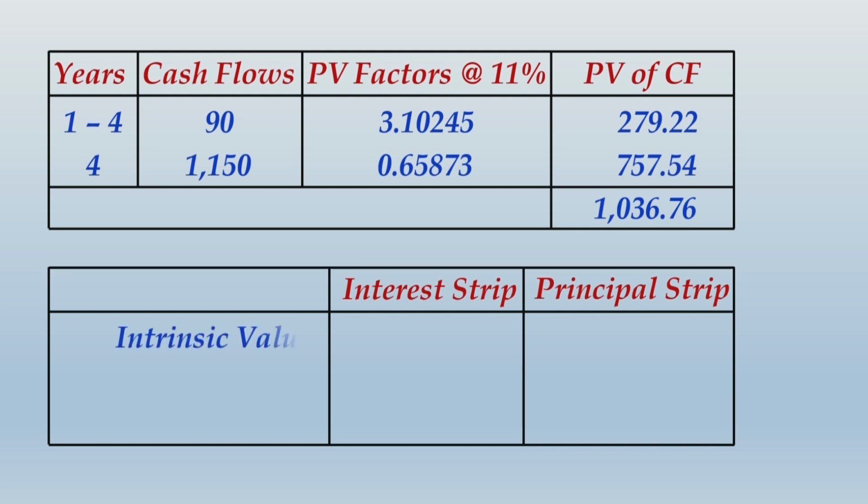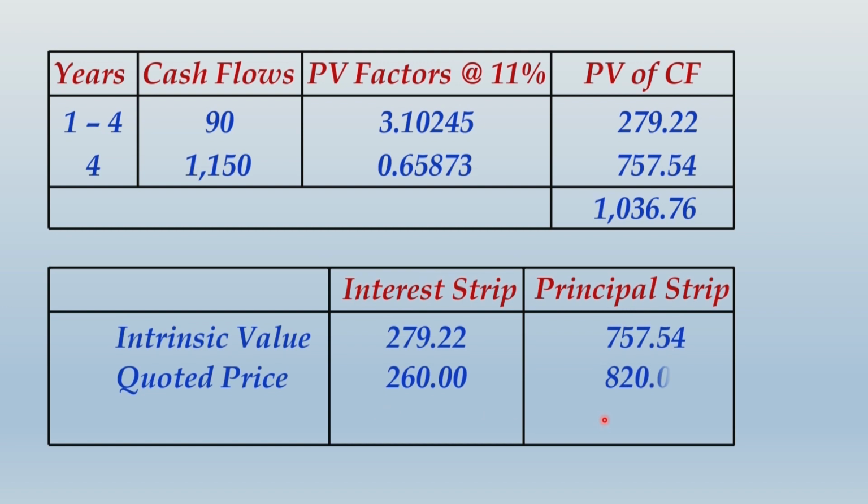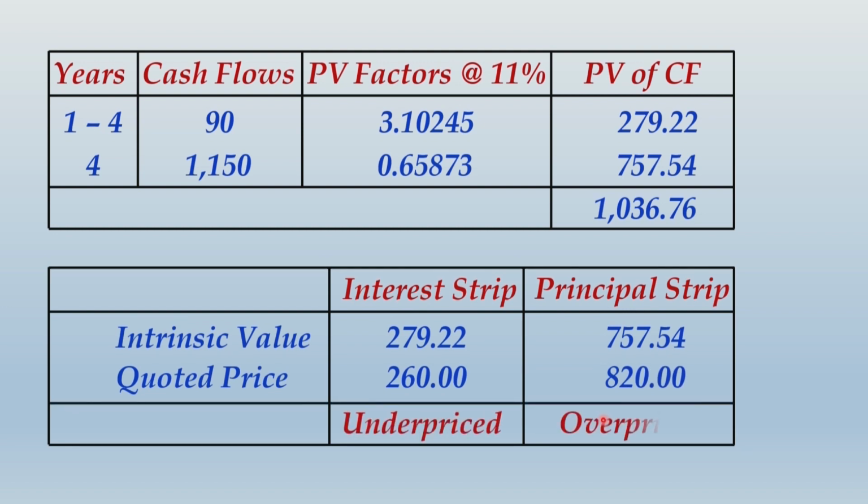Interest strip and principal strip, intrinsic value what we have determined above, see 279.22 from this part of the table, 757.54 from this part of the table, and finally when you have noted down the intrinsic values, you may simply also write up the quoted market price with respect to each of them, and then you find that the interest strip is underpriced and the principal strip is overpriced.